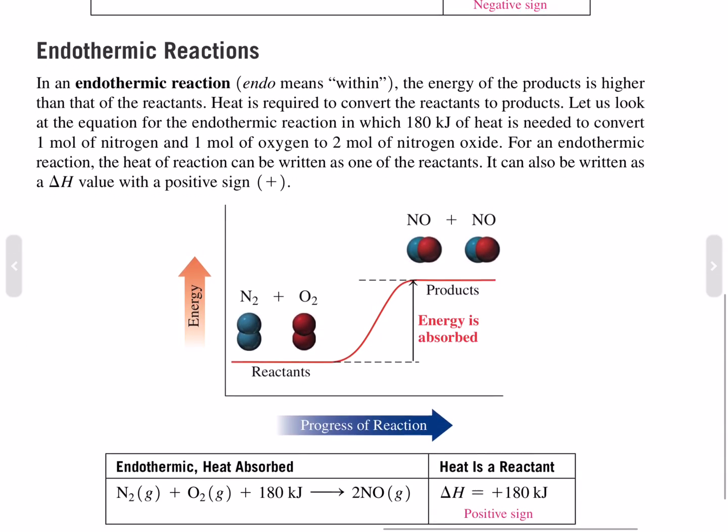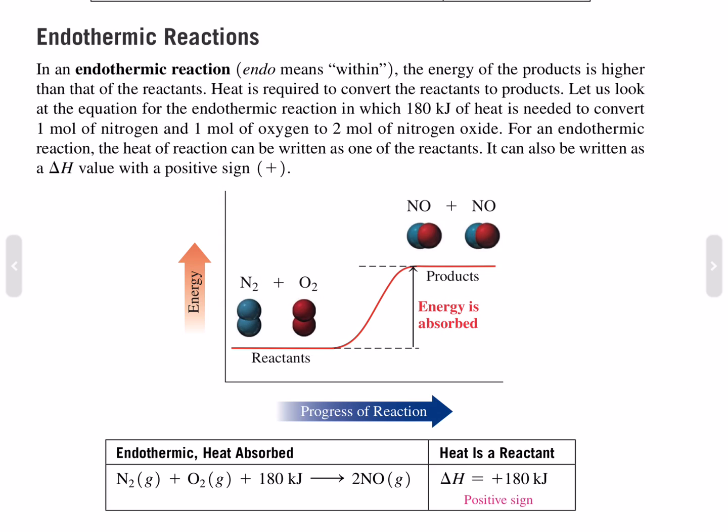Endothermic reactions. In an endothermic reaction, endo means within, the energy of the products is higher than that of the reactants. Heat is required to convert the reactants to products. Let's look at the equation for the endothermic reaction in which 180 kilojoules of heat is needed to convert 1 mole of nitrogen and 1 mole of oxygen to 2 moles of nitrogen oxide. For an endothermic reaction, the heat of reaction can be written as one of the reactants. It can also be written as a delta H value with a positive sign.